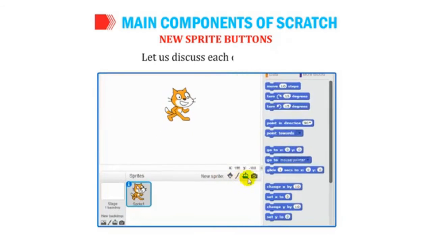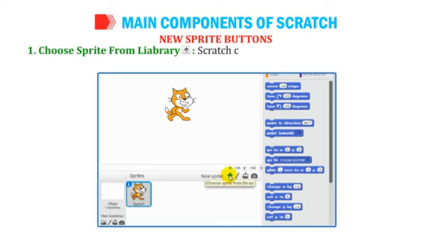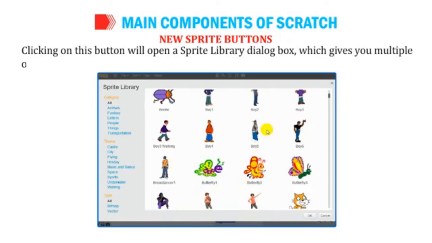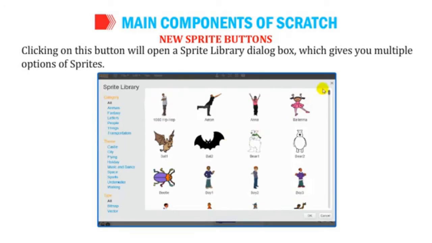Let us discuss each one of these. Number 1. Choose sprite from library. Scratch contains many exciting inbuilt sprite options. Clicking on this button will open a sprite library dialog box, which gives you multiple options of sprites.